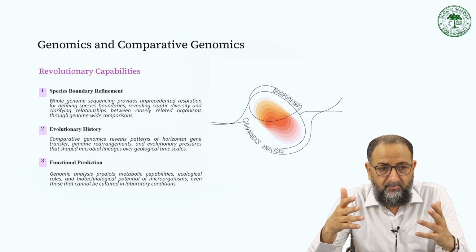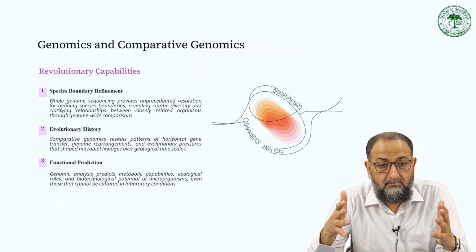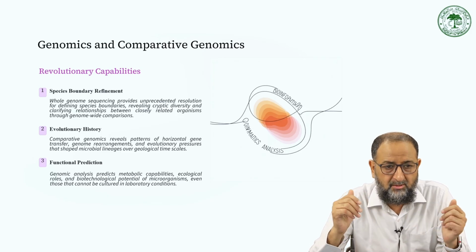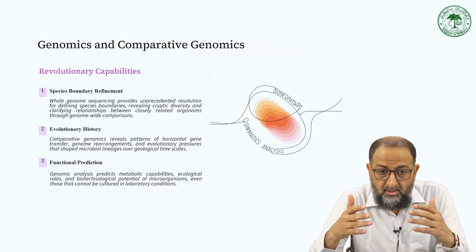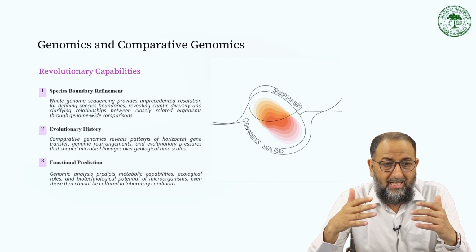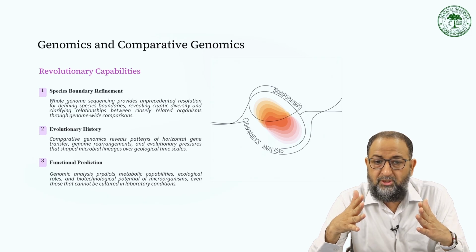Evolutionary history. Comparative genomics reveals patterns of horizontal gene transfer. Genes are transferred through conjugation, transformation, transduction, genome rearrangements, and evolutionary pressure, right? And that shaped the microbial lineage over geological time scale.